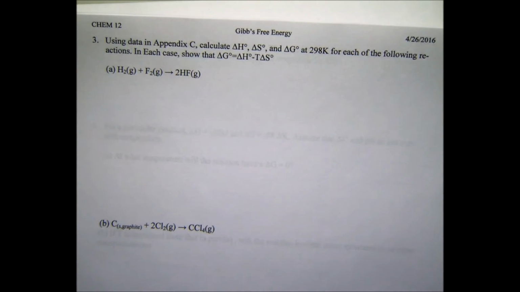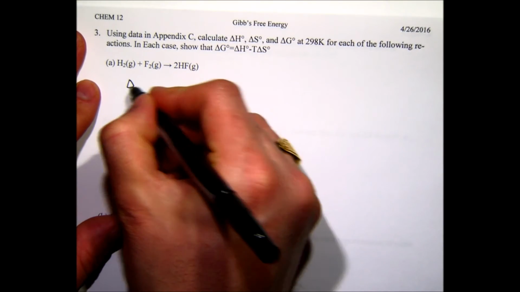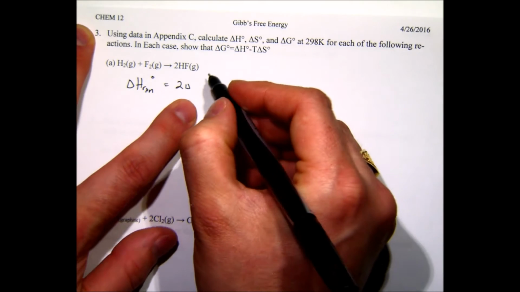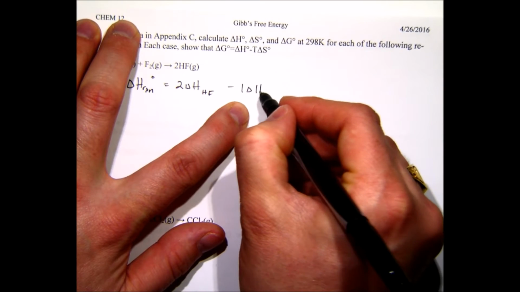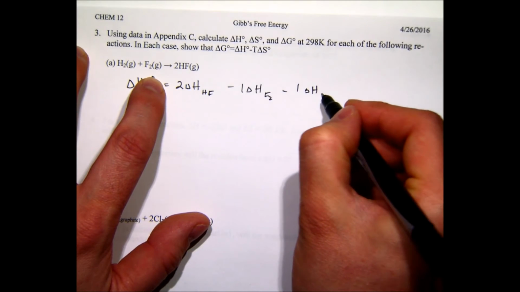So the next page of questions has us doing a little bit of comparisons. For each question, we're being asked to calculate delta H, delta S, and delta G using Hess's law, and then we're going to compare it to the delta G we calculate using the summary equation. So first, let's solve for enthalpy. So the enthalpy of reaction is equal to 2 times the enthalpy of HF minus 1 mole times the enthalpy of F2 minus 1 times the enthalpy of H2.